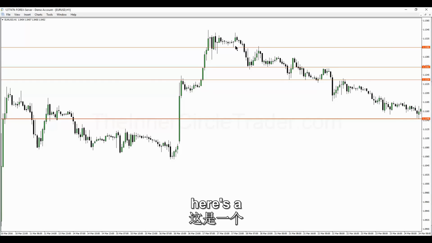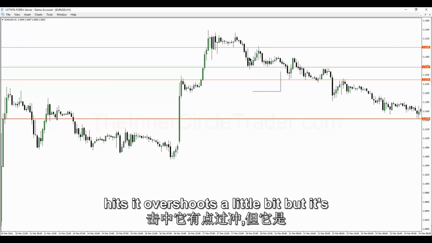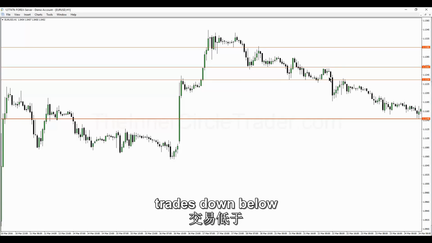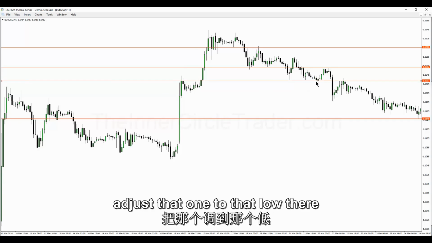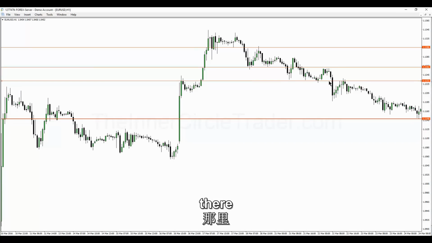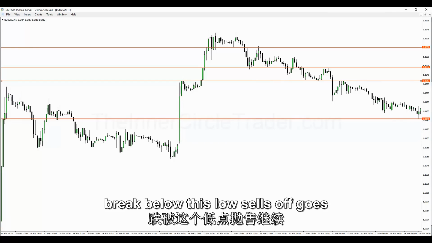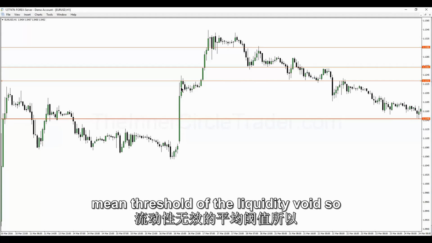Here's a short-term low, hits it, trades lower, trades back up into the last down candle, hits it, overshoots a little bit, but it's inside the body of the candle, which is what a mitigation block represents. Price trades down below the last down candle here, and we have another lower low here, so we can adjust that one to that low there. Price hits that. Objective is to break below this low, it sells off, goes through it, and ultimately goes down into our mean threshold of the liquidity void.